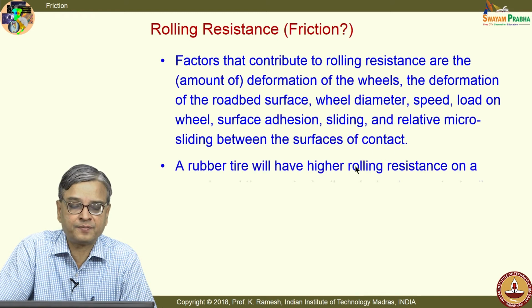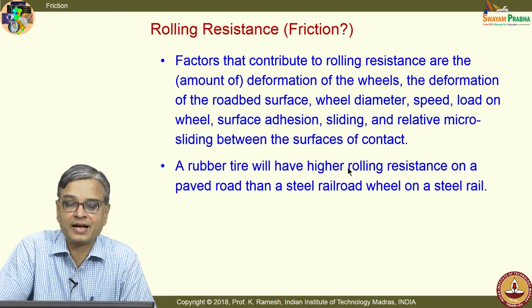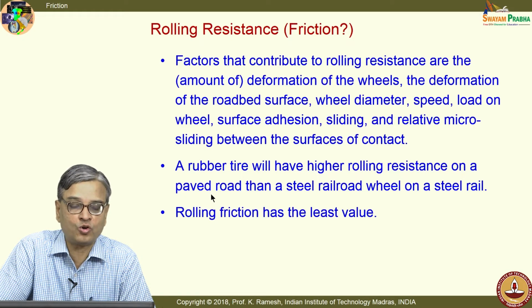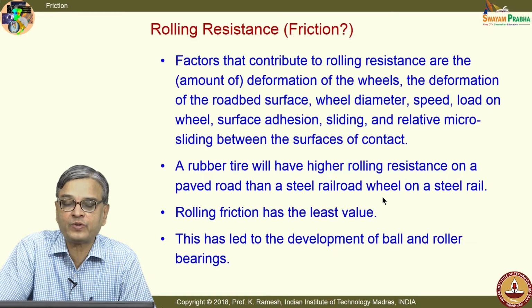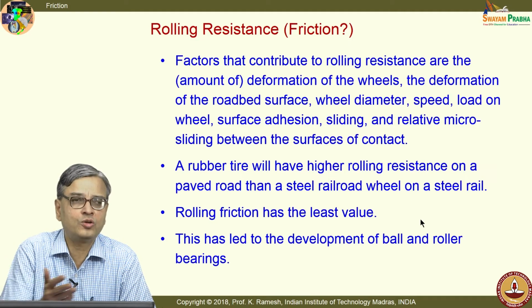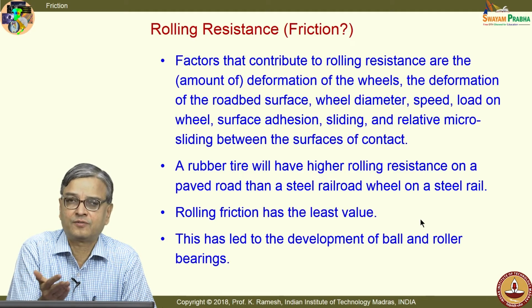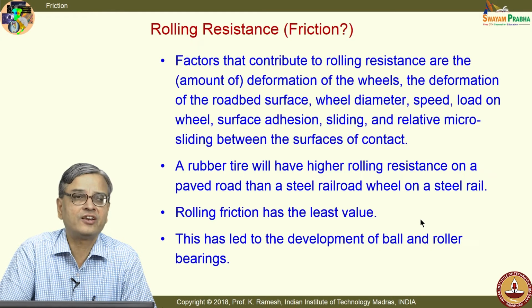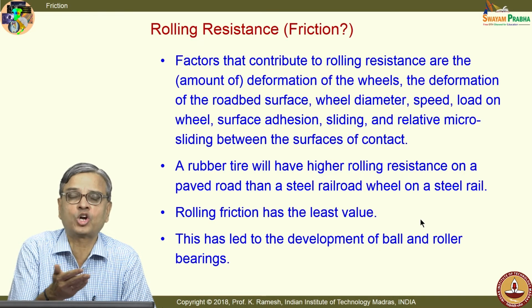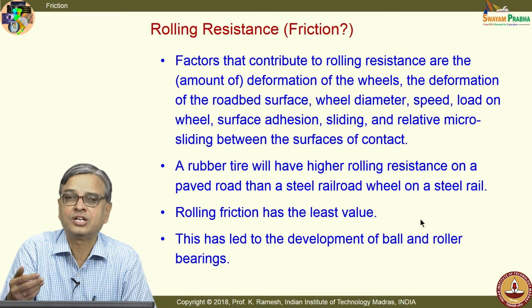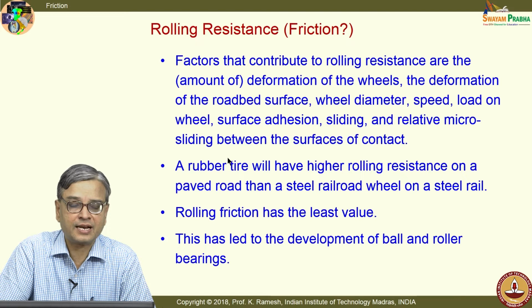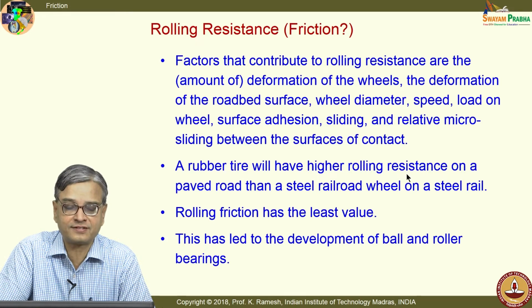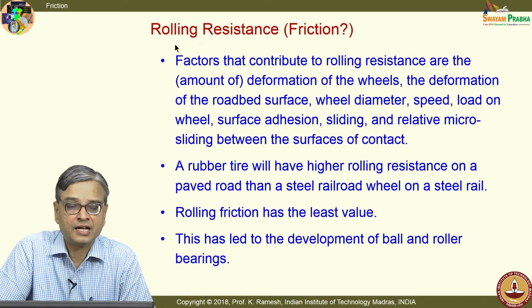And if you look at a rubber tire, it will have a higher rolling resistance on a paved road than a steel railroad wheel on a steel rail. All your rails, what you have as a train, you have a steel wheel rolling on steel rails. On the other hand, you have automobiles going on the roads which have a very soft rubber tire, so it will have a higher rolling resistance. And one of the significances of rolling is that rolling friction has the least value.